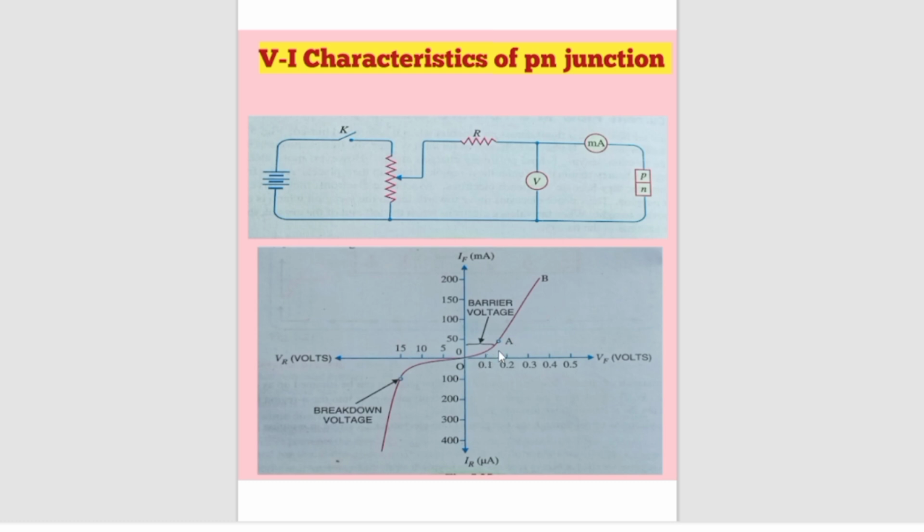Now look at the region OA. The current increases very slowly and the curve is non-linear. It is because the external applied voltage is used up in overcoming the potential barrier. However, once the external voltage exceeds the potential barrier voltage, the PN junction behaves like an ordinary conductor. Therefore, the current rises very sharply with increase in external voltage, which is shown by the region AB.